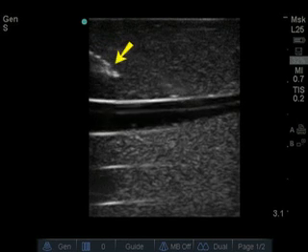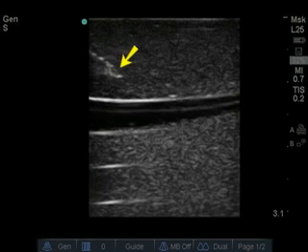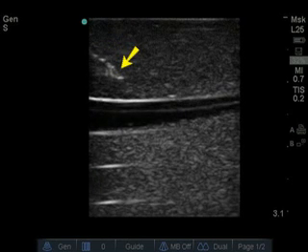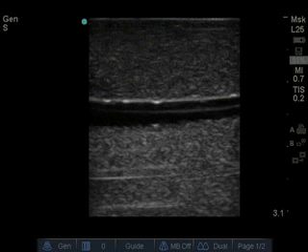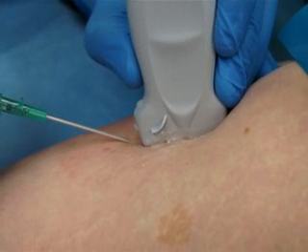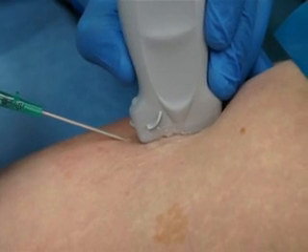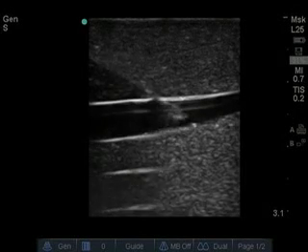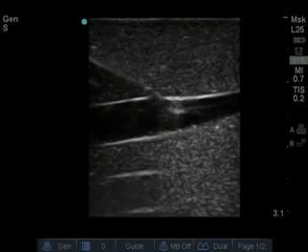You should be able to clearly visualize the needle tip during the entire procedure, but this requires perfect alignment of the needle with the ultrasound plane. If you can't see the needle, it is lateral to the ultrasound plane. Back up and redirect the needle as necessary. Do not advance the needle unless you can see the tip. Visualize the needle tip inside the vein.